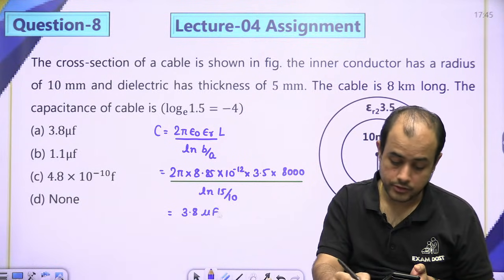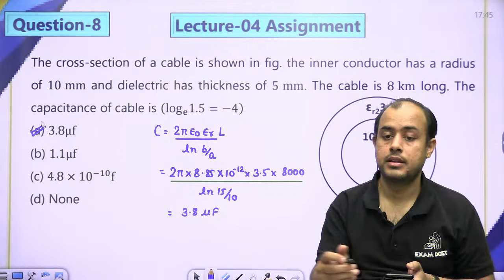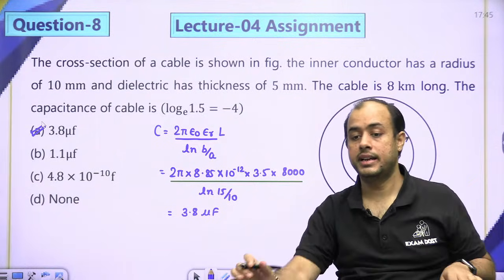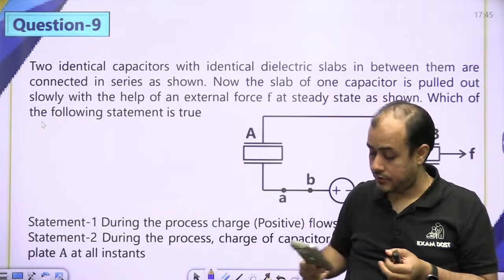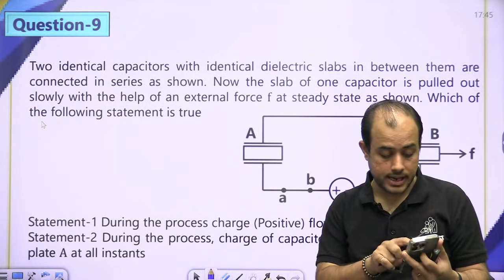3.8 microfarad, option A, okay, 3.8 microfarad, very good. Two identical capacitors with identical dielectric slabs.